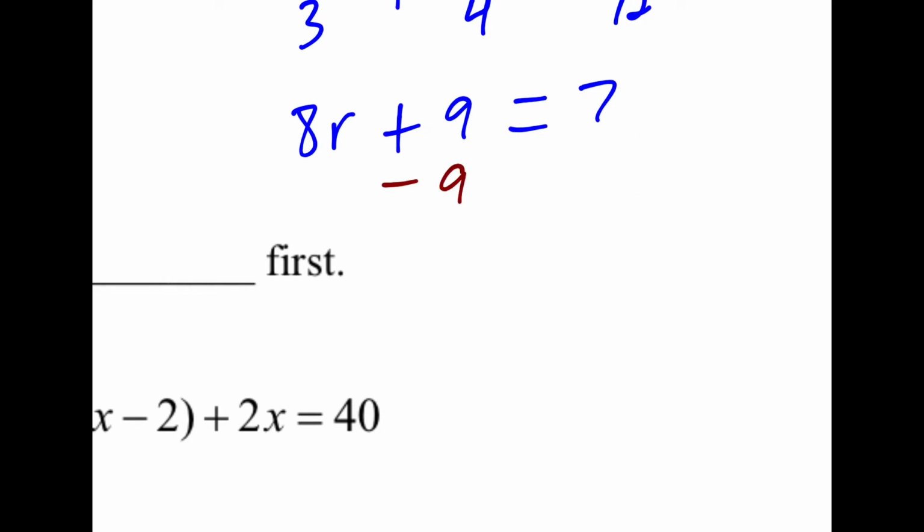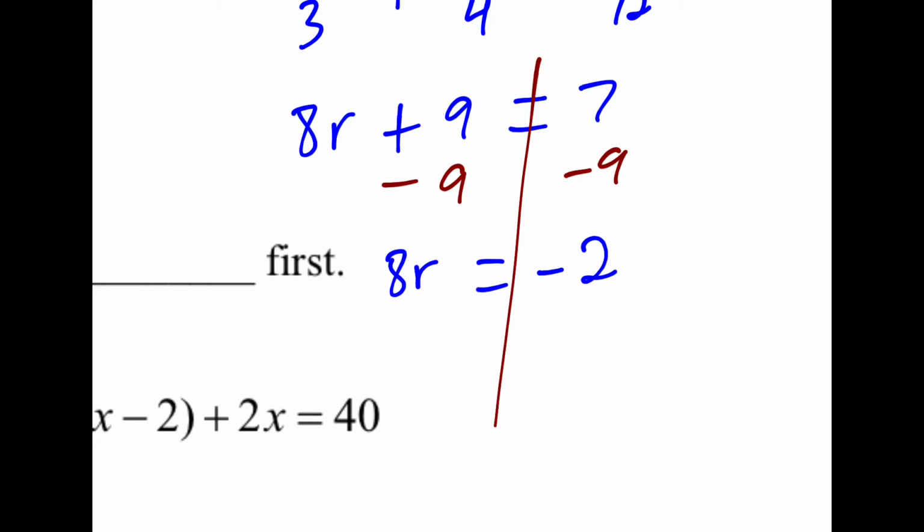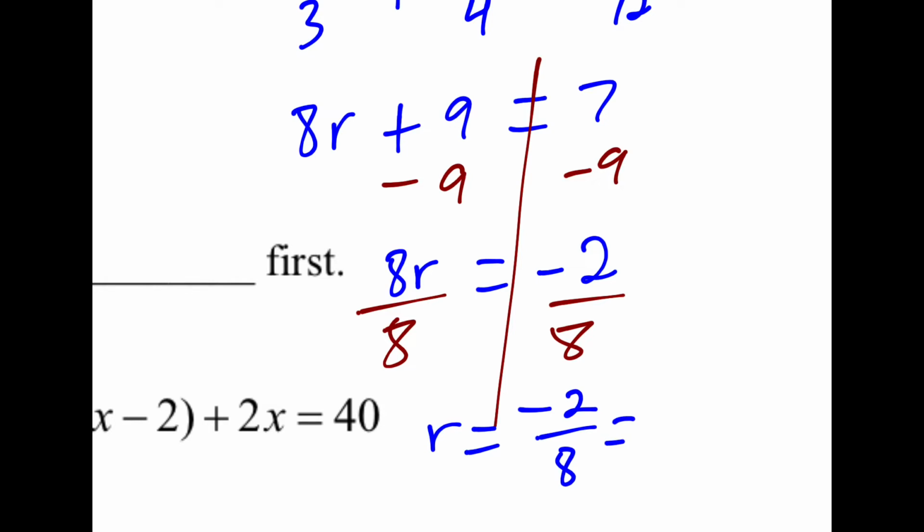I can undo the addition first, and I subtract from both sides of the equal sign. So I have 8r is equal to negative 2. Then I undo the multiplication by dividing by whatever's in front of r. This gives me r is equal to negative 2 over 8, which I can simplify to negative 1 over 4.